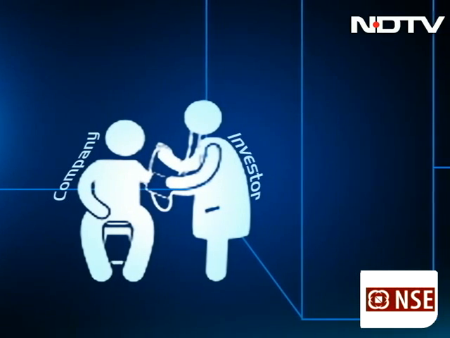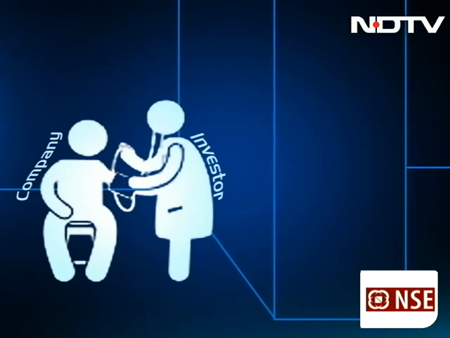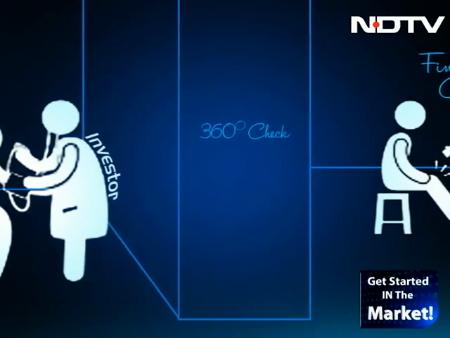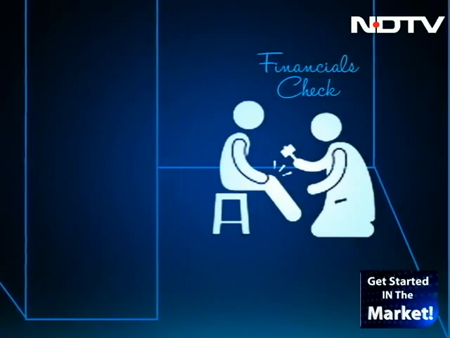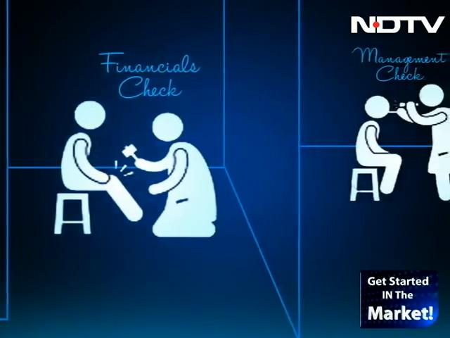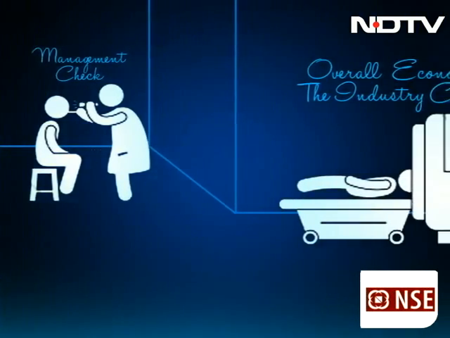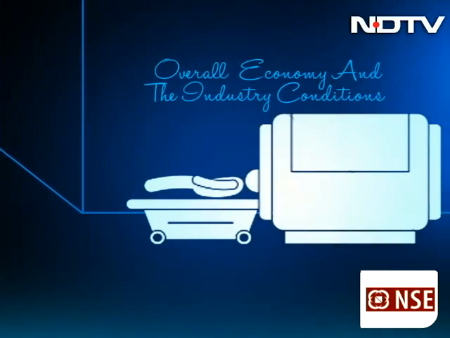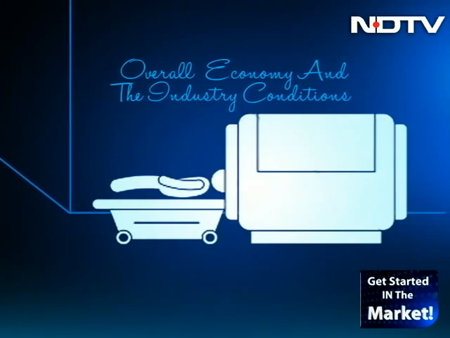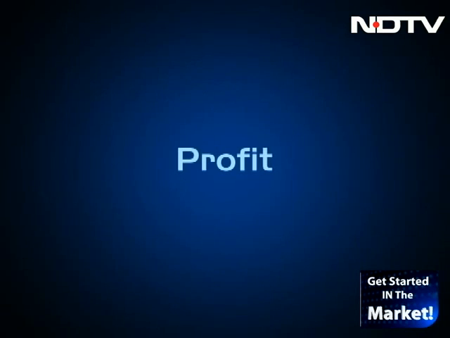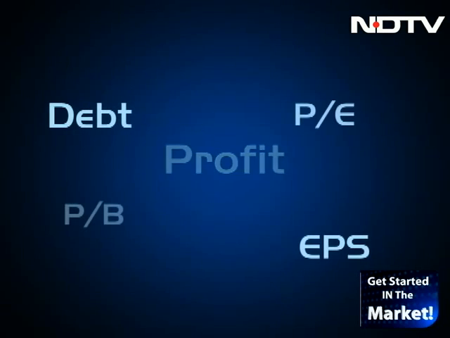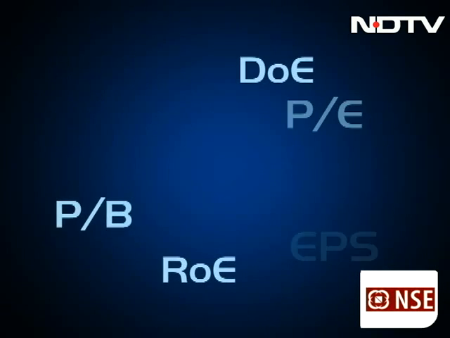Fundamental analysis of a stock can simply be viewed as an extensive health check of the company. It's a 360-degree check on various parameters, be it the financials, the quality of its management, or the overall economy and the industry conditions that might impact the performance of this company. So let's start by understanding some of the popularly used financial ratios to judge the health of a company.